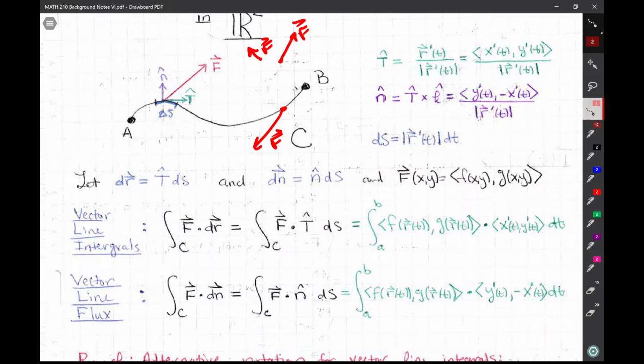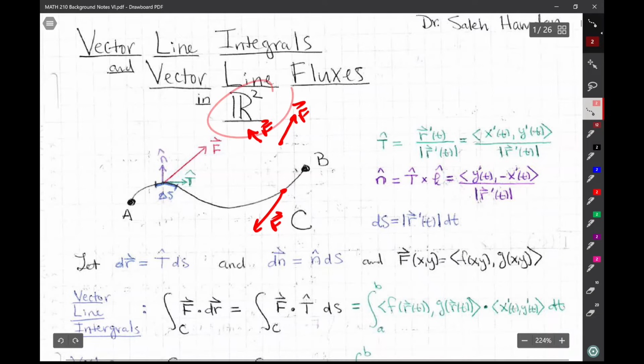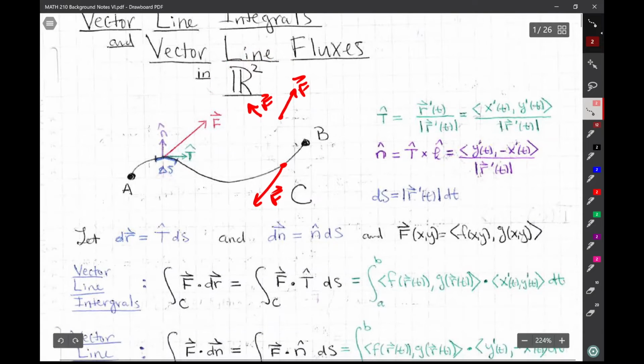In R3, we're going to have to modify the meaning of flux, as you could imagine this normal vector rotating all around the curve C. We're going to have to modify what the meaning of flux is in R3, and we'll actually look at fluxes through surfaces, not lines. Here we're just looking at a flux through a line, and we're sticking to R2.